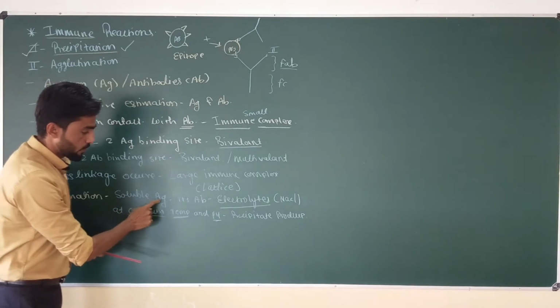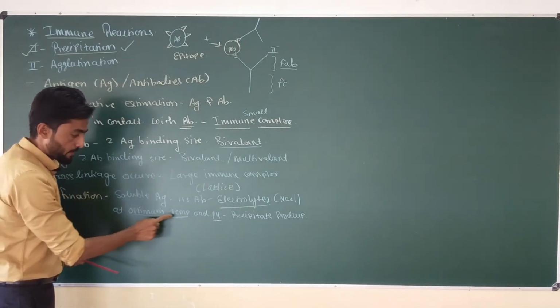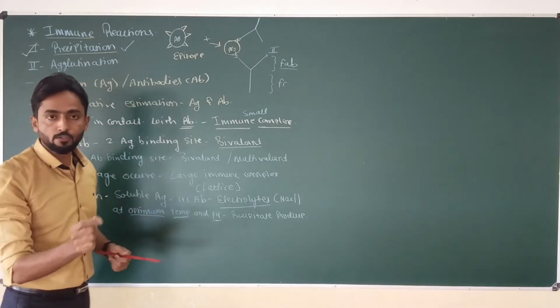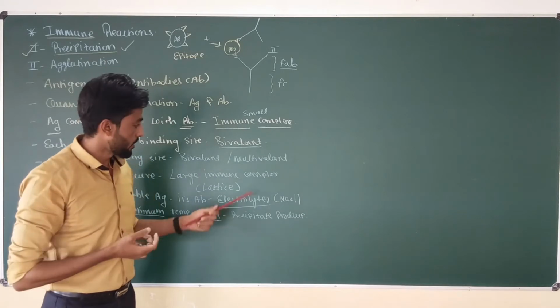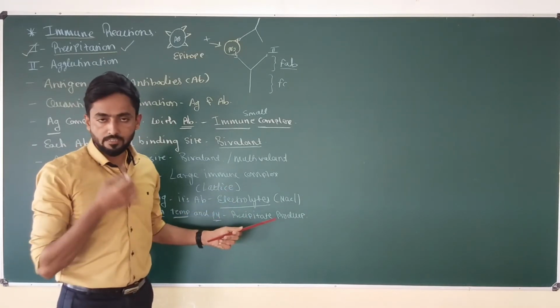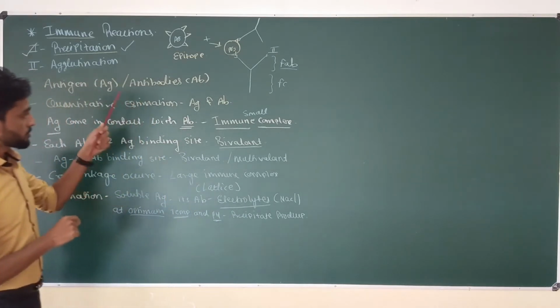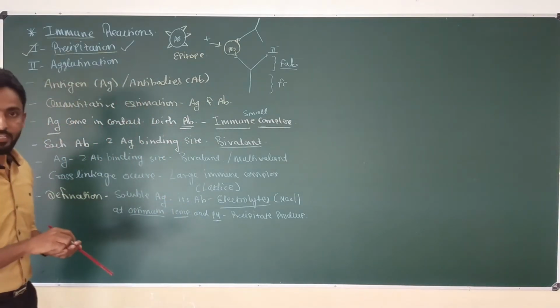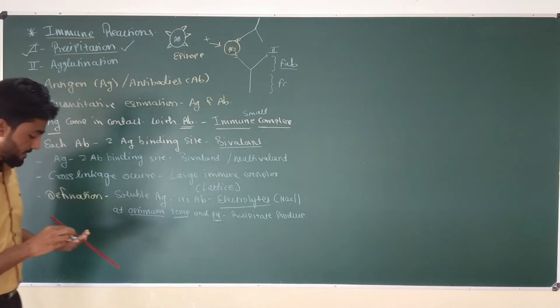So when this soluble antigen and antibody in presence of electrolyte combine together at optimum temperature and pH, they produce a visible complex or lattice, and it is called as precipitate, and the reaction is called precipitation. Okay, so this is all about the introduction of precipitation. Now there are some conditions which are required for precipitation reaction.